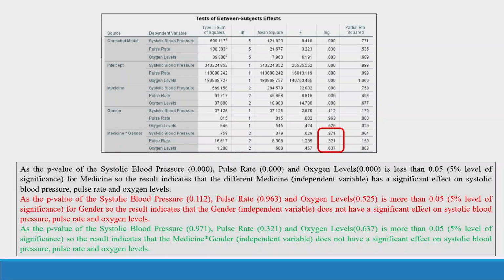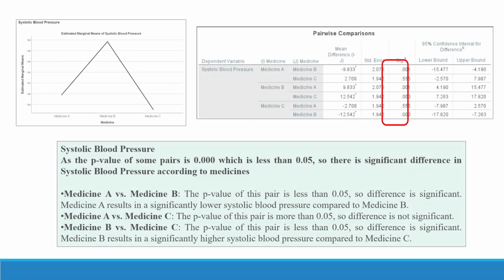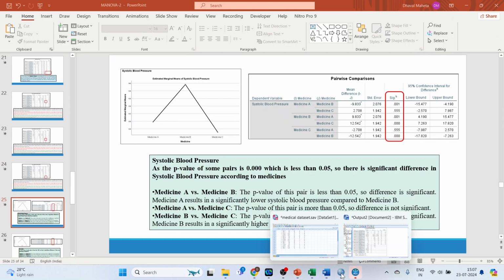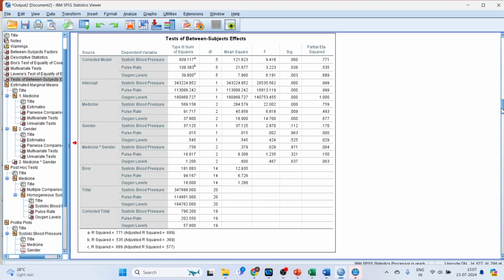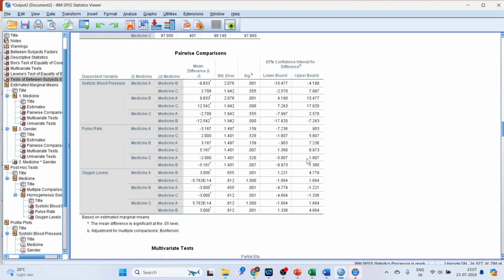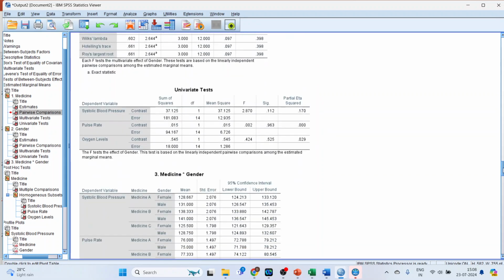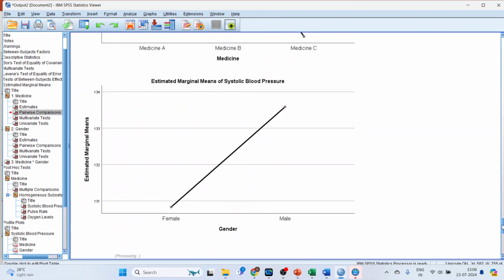Next, we'll go for the post-hoc test, the pairwise comparison. So systolic blood pressure is affected by which medicine? So 3 medicines will be compared. It's a pairwise comparison. So we want to get this table and this plot. This will be available here. See, pairwise comparison. Here it is. And the plot will be available here. Yeah, here it is.